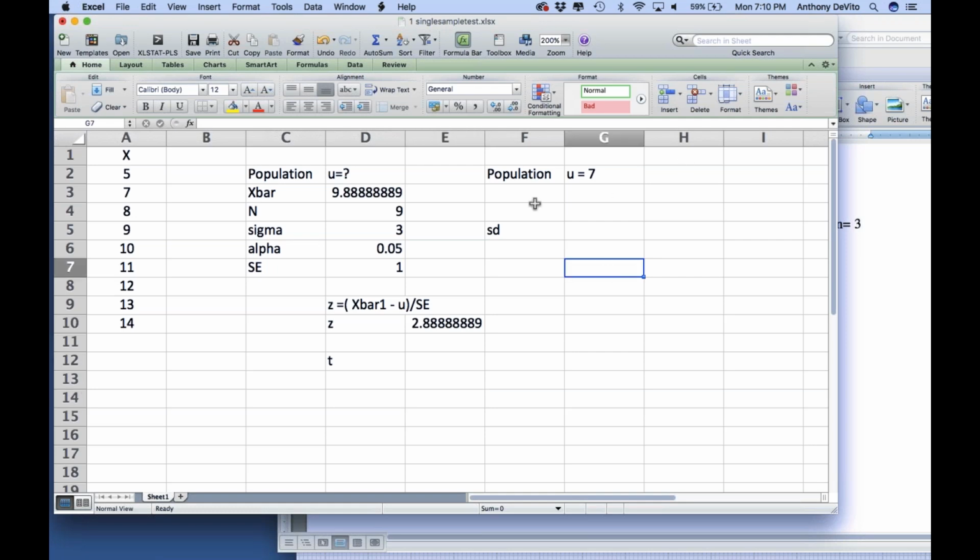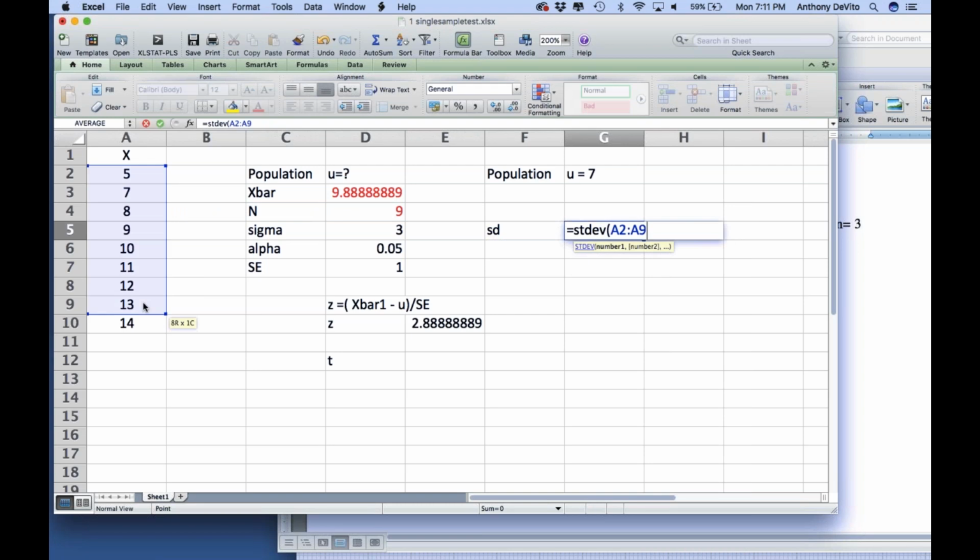So what's going to change here? Well, x bar is going to be the same. Nothing's changed. The sample size is going to be the same. Uh-oh, now the standard deviation is going to change. It's going to be the standard deviation of the sample, and that turns out to be 2.93. Pretty close, but not exactly the same. That's the standard deviation of our sample, and it approximates sigma for the population, but it's not exactly the same thing.